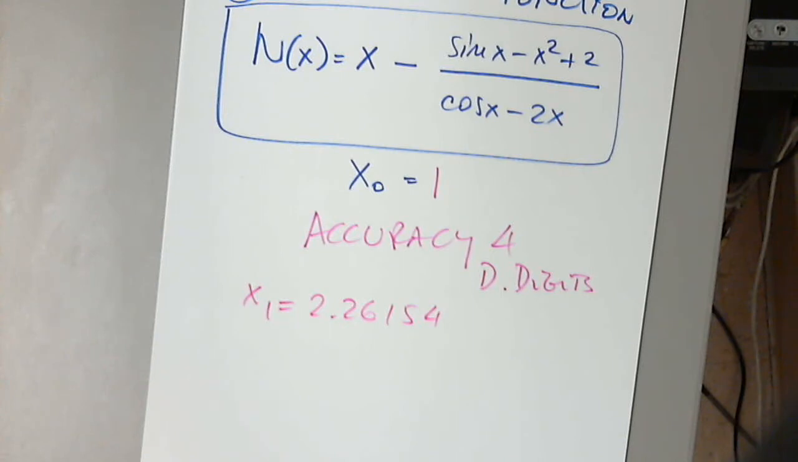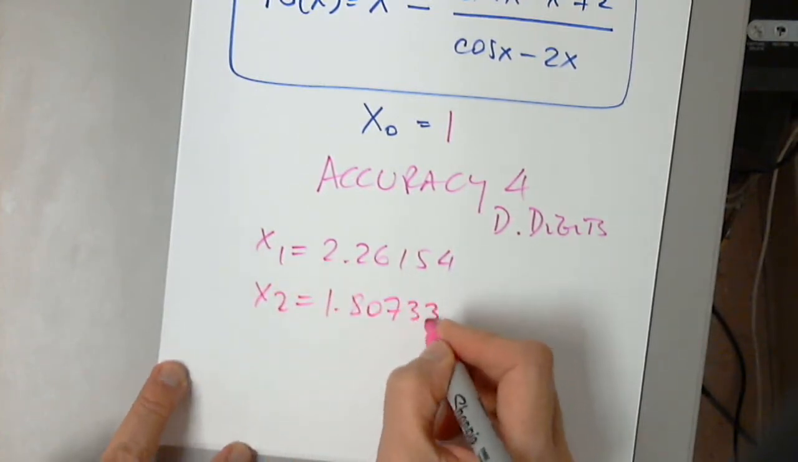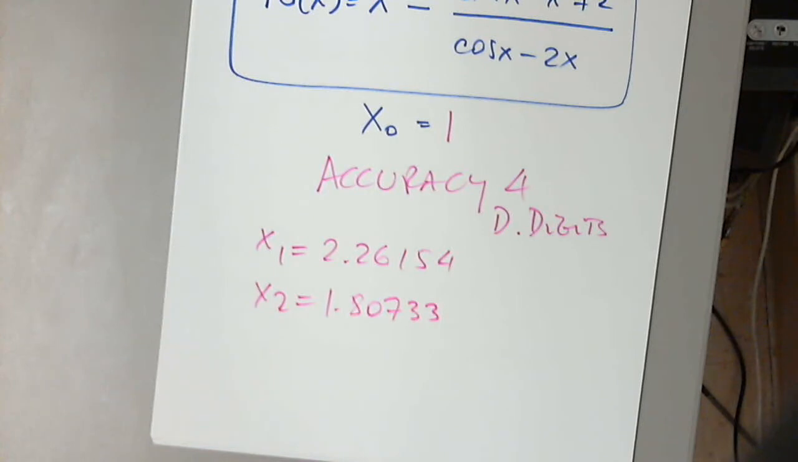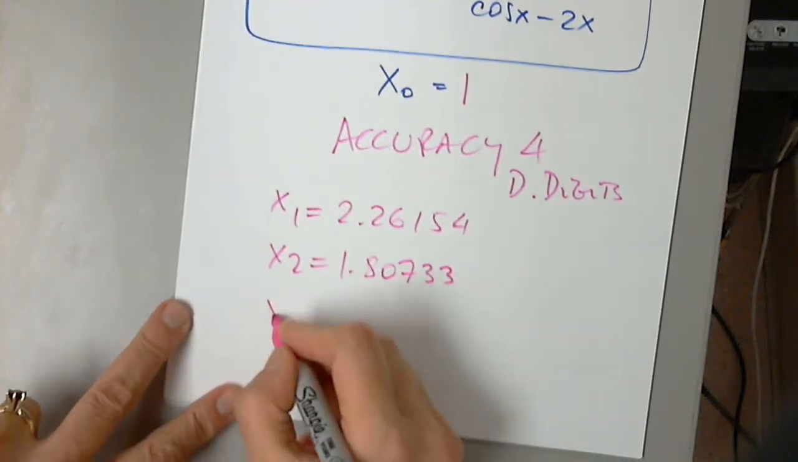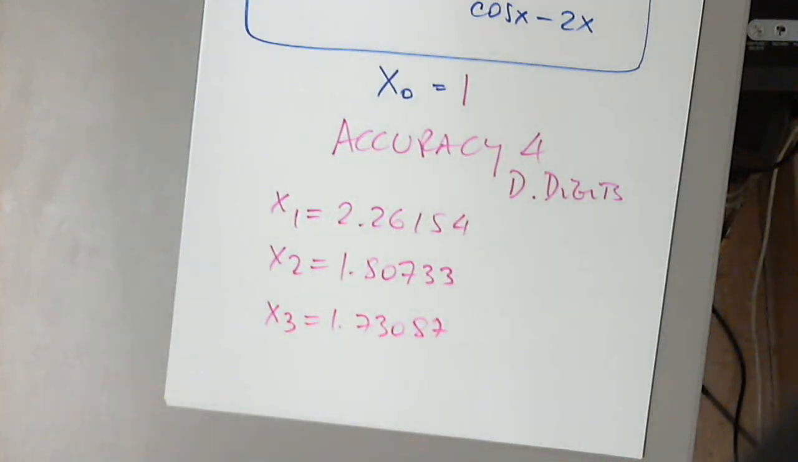Here's what I do next. We copy what we see, but we overwrite 1 with the previous answer. And now please tell me what this is. Much better. What is this? x2, 1.80733. Moving forward, all you have to do is just copy what you have and press enter. What is this? 1.73087. I copy.